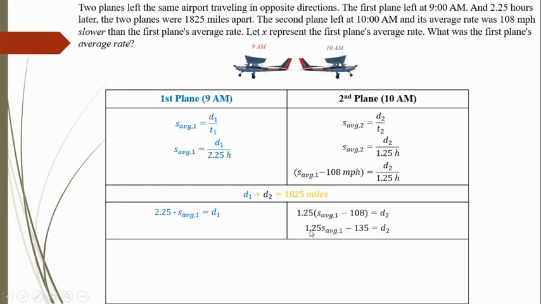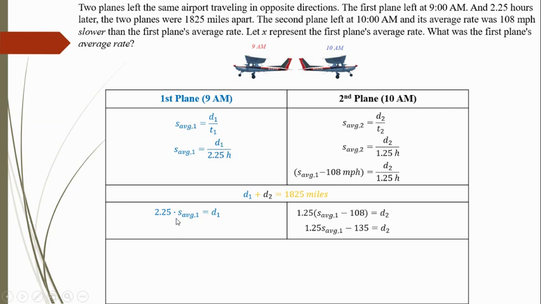If you use your calculator, 1.25 times S average 1 is just itself, and 1.25 times negative 108 will give you negative 135. Now that represents D2. If you're sitting there wondering what to do with this information, what's the point of solving for D1 and D2? Well, the statement that I'm circling again is essential to solving this problem. You know that D1 plus D2, whatever it is, should equal 1825. You just solve for D1 in terms of S1, which is what you're trying to solve for.